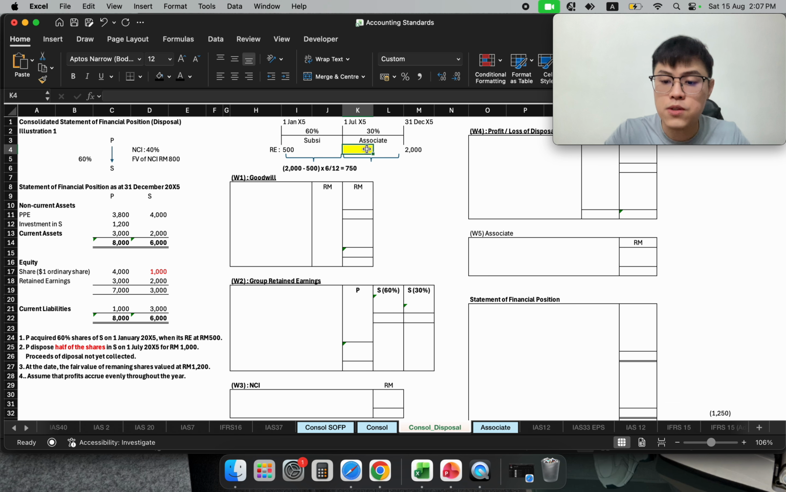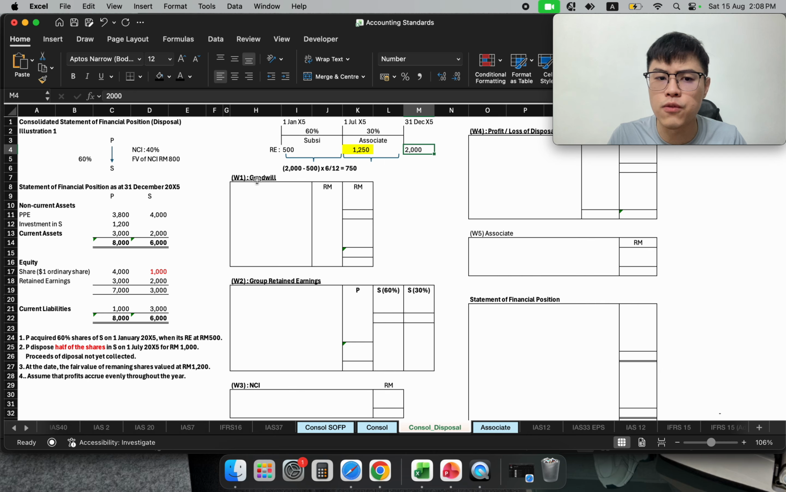Therefore, if I use 500 plus 750, you are going to get 1,250, which is the retained earnings at the date of control loss. And of course, if you want to do the same thing, you will arrive at 2,000. So we are clear about the working.